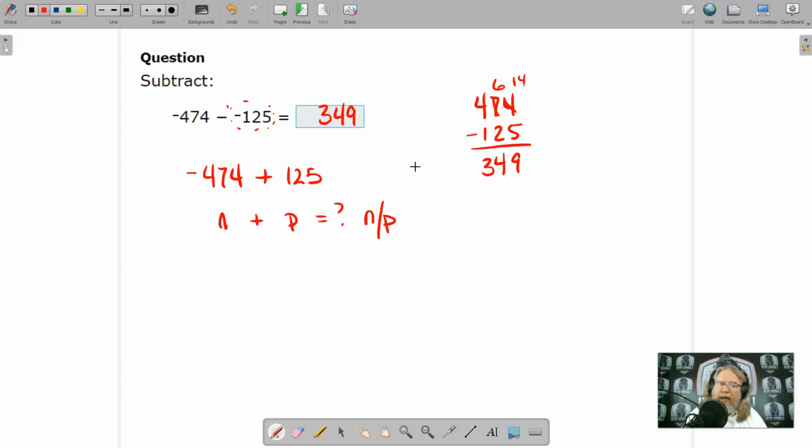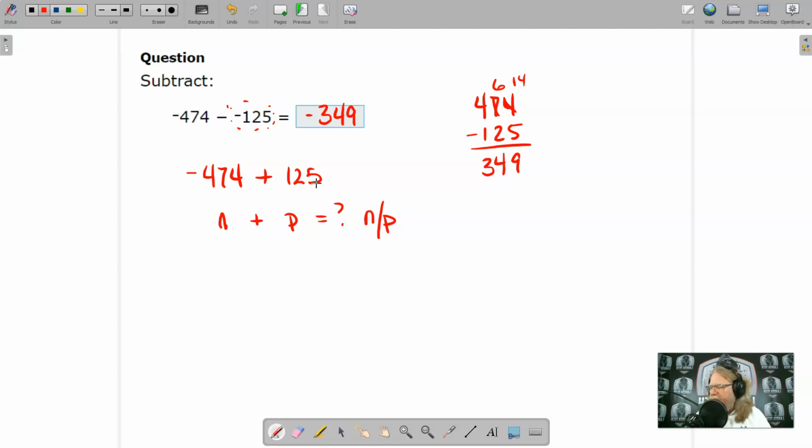Question is, should it be positive or should it be negative? Well, which one has the greater absolute value? Well, that is to say, which one's the bigger number? So it's the negative 474. So it's going to win out. So since it's negative, our answer is going to be negative as well.